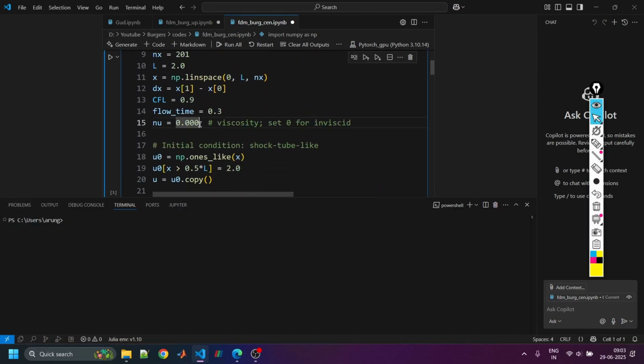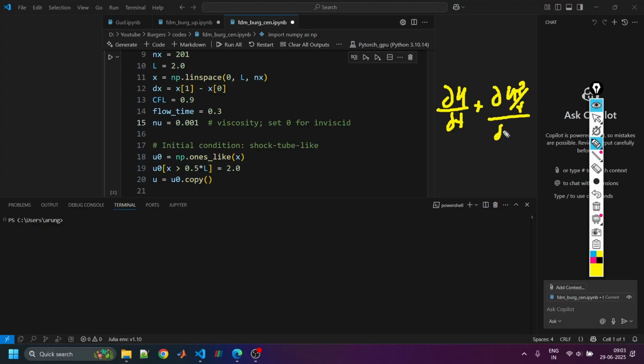Now we shall add some viscosity to this solver and run it. Basically, what I am saying is, our governing equation, the Burgers equation, will be like this. So this is the Burgers equation. Here we will add an extra viscous term, nu times del squared u by del x squared. So this term is this one. Now I hope we may be able to get some solution.